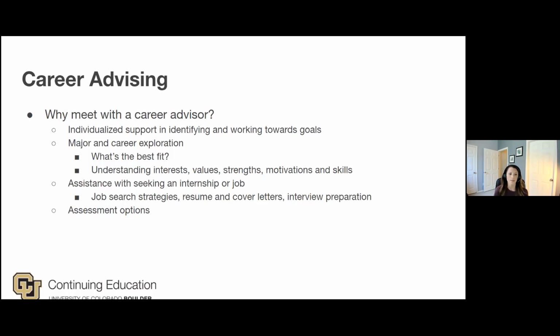And then the last thing is assessment options. These are always completely optional, but they can be helpful for somebody that's trying to expand that self-knowledge, to have that assessment piece help somebody identify, what are my interests? What's my personality preference? What are my strengths, for example?